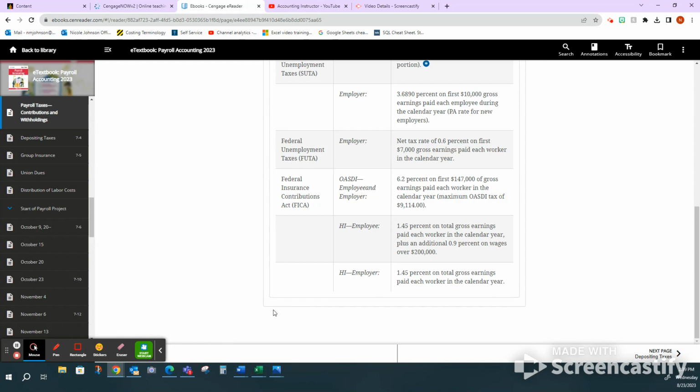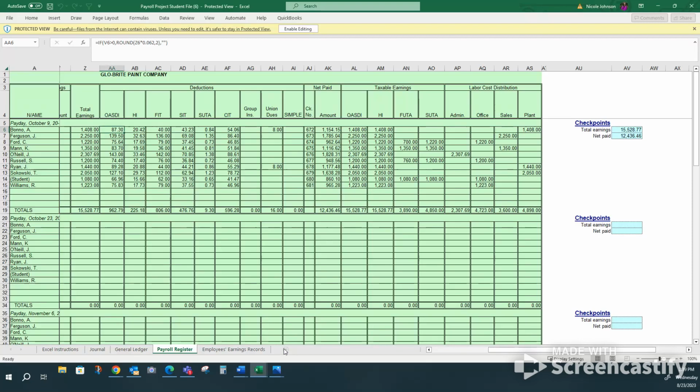you can see the HI rate is 1.45%, and that is on all earnings that are subject to that tax. In the taxable earnings column for HI on the spreadsheet, we enter the total earnings of $1,408. Because there's no threshold for HI, the HI taxable earnings column will always be equal to total earnings. We multiply Bono's regular earnings of $1,408 by the rate of 0.0145 and arrive at an HI tax of $20.42.